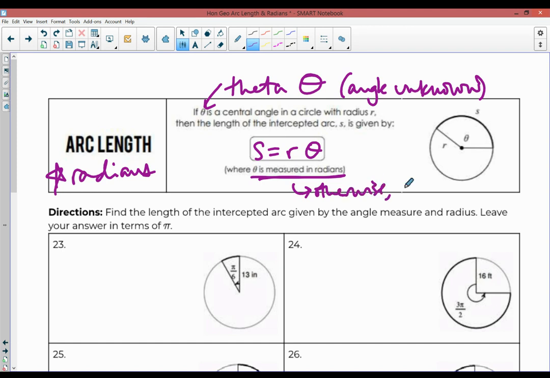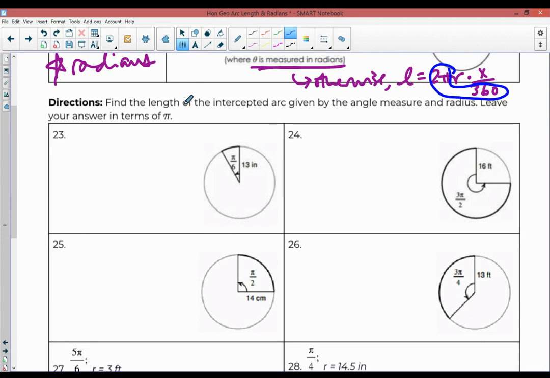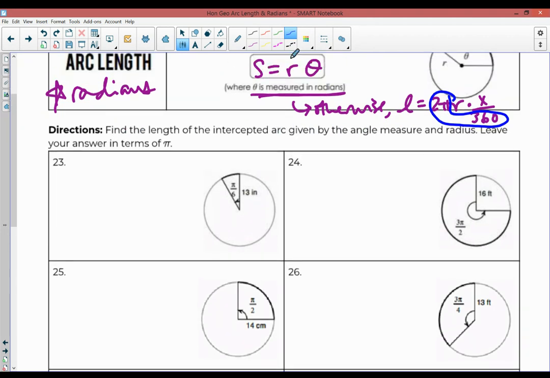Otherwise, you would still use that. So maybe looking at this, you can tell where the 2 pi r over 360 comes from. See how that relates to the theta and the radians, but I digress. So we want to find the length of the intercepted arc given by the angle measure and its radius. So I'll keep that formula up there for you.